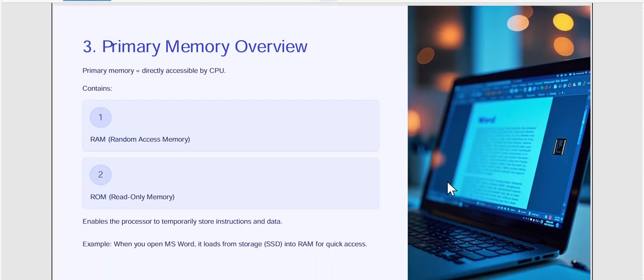Moving to the next, the first thing is primary memory. As I told you, it is the memory which is directly accessible by the CPU.